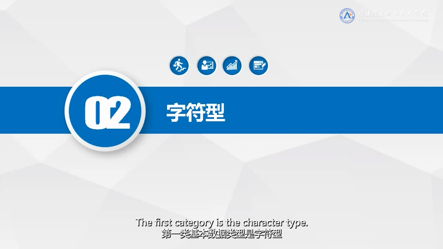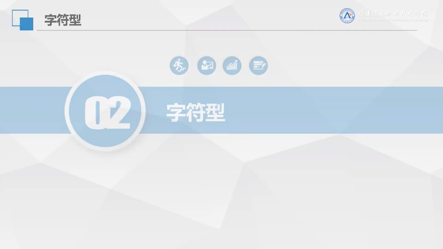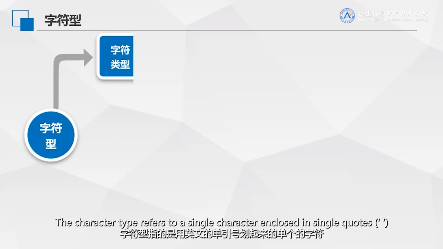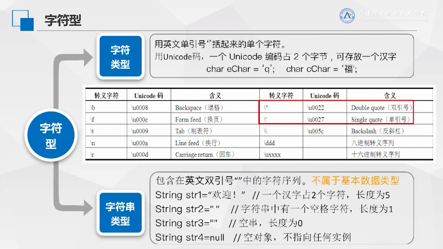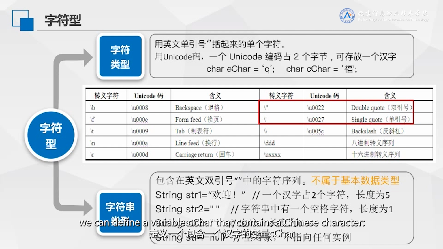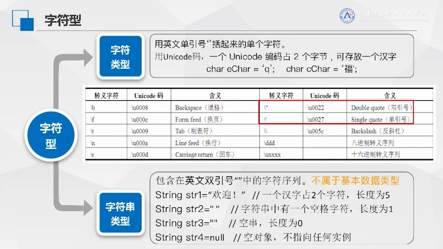The first category is the character type. The character type refers to a single character enclosed in single quotes, and it uses Unicode encoding. One Unicode character occupies 2 bytes, allowing it to store a Chinese character. For example, we can define a character variable as follows: char c equals q. We can define a variable qr that contains a Chinese character.